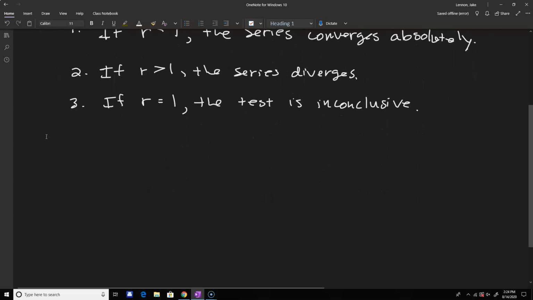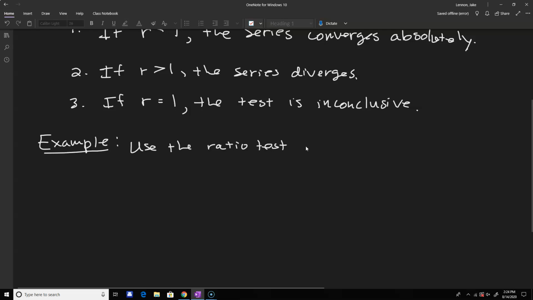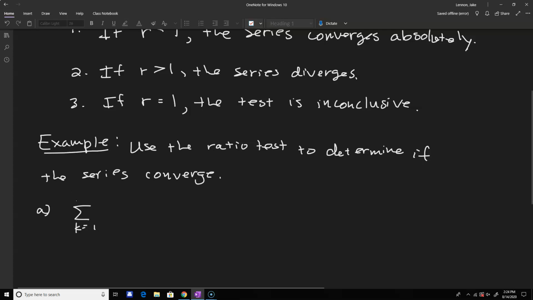So let's do an example. Let's go ahead and use the ratio test to determine if the series converge. So the first one we'll look at, a, we have the infinite series from k equals 1 to infinity of 10 to the k over k factorial.